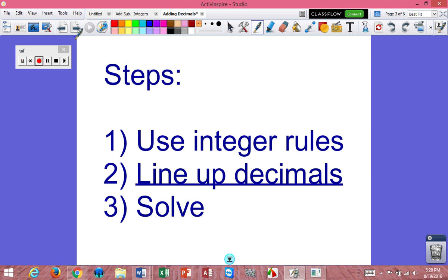Alright, so when we are adding our decimals, we want to use the integer rules. So for each problem, I'm going to write down if each number is positive or negative, and then I'm going to refer back to the rules and go from there. Anytime we add with decimals, we want to make sure that we line up those decimals, and then we solve.